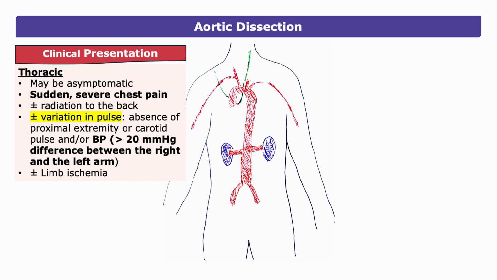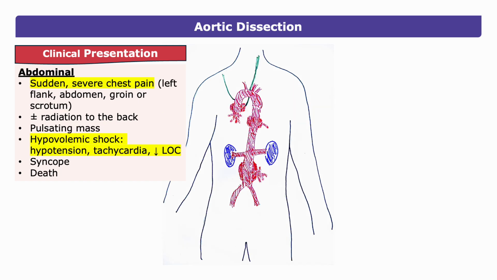Thoracic dissections may be asymptomatic, but usually individuals are going to be presenting with sudden, severe chest pain with radiation to the back. Depending on the location of the thoracic dissection, they might also present a variation in pulse. The blood pressure in the right arm might be different from the blood pressure in the left arm.